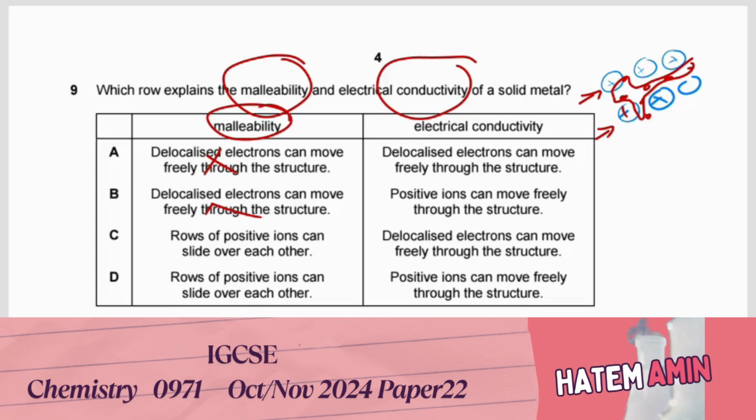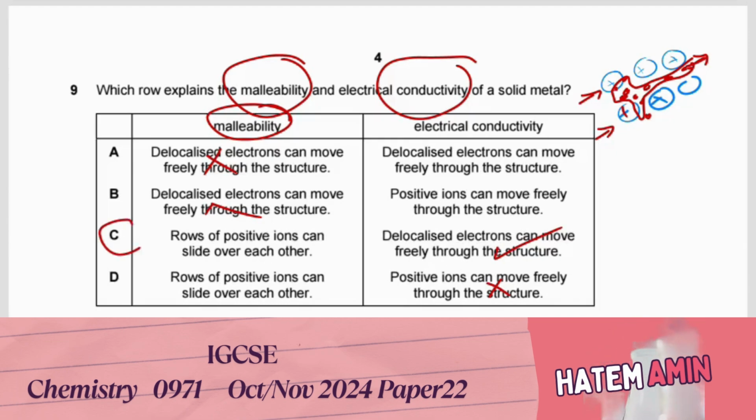Electrical conductivity in a metallic bond is due to the delocalized electrons, which are moving and orbiting around the positive charges, or around the cations. So the movement here is of the electrons, the sea of electrons. Delocalized electrons can move freely through the structure. Yes, this one is correct. Positive ions can move? No, positive ions cannot move. Here we are talking about the delocalized electrons which can move.